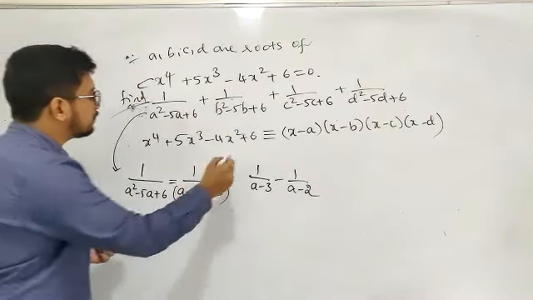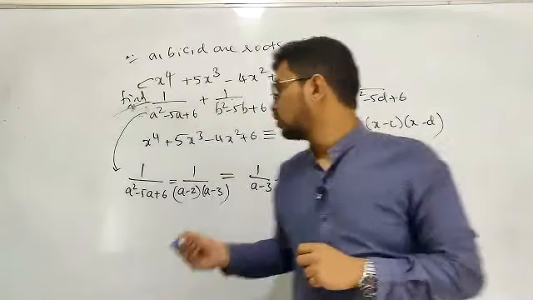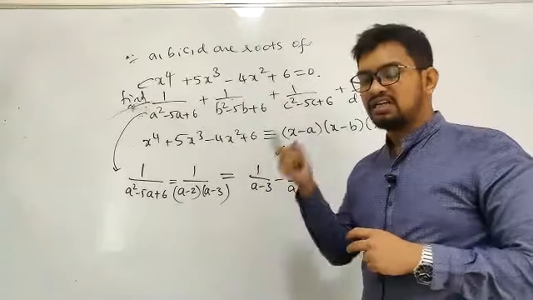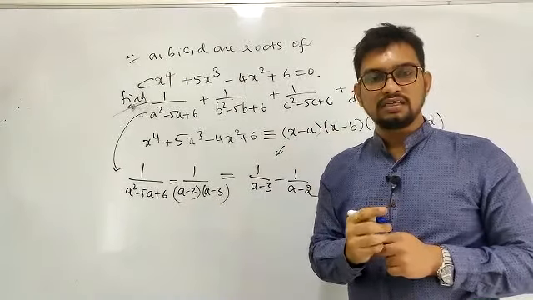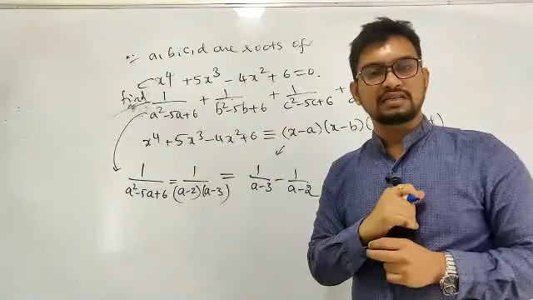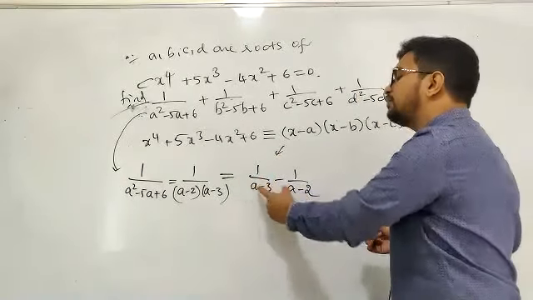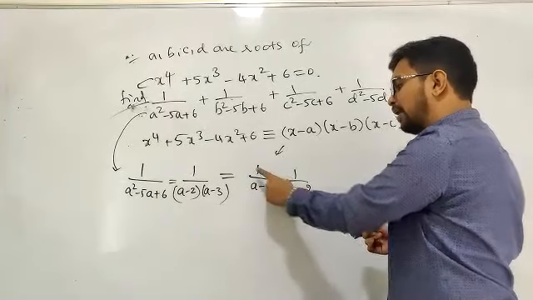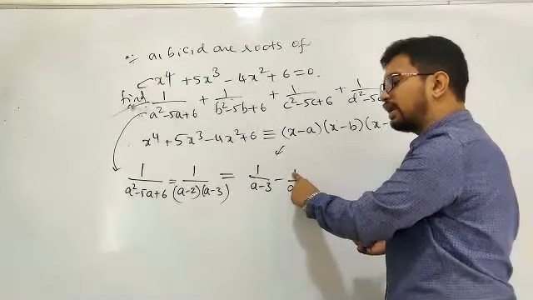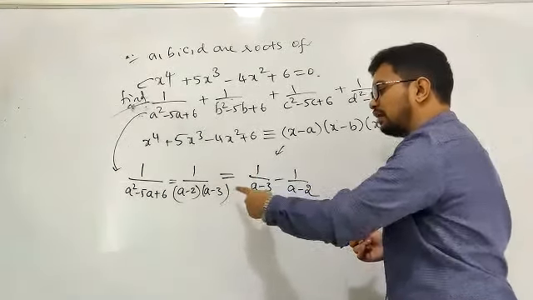This is called splitting into partial fractions, which I'll be teaching you in the course of this chapter. It's like a one-day topic, right? So this can be written like this. You can see (a minus 2) minus (a minus 3); if I take the LCM, you'll get 1 by (a minus 2) into (a minus 3).